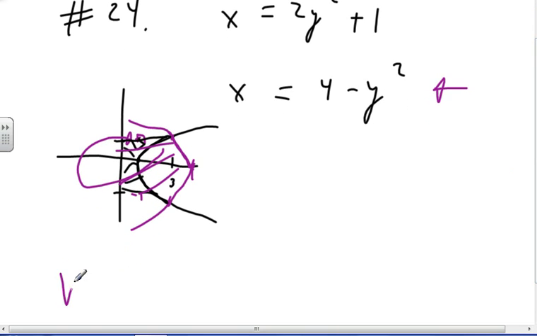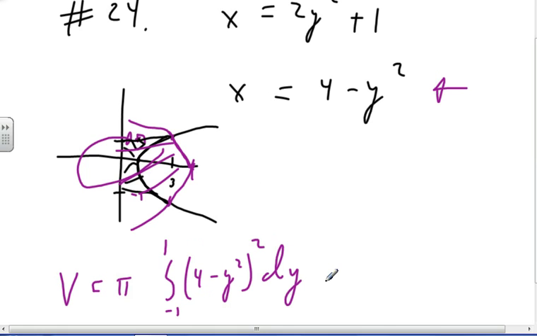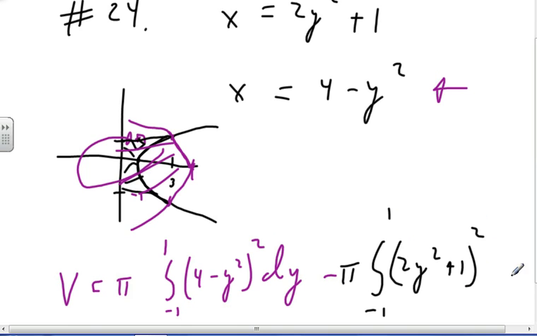Okay, so volume is equal to pi integral minus 1 to 1 of 4 minus y squared dy minus pi integral minus 1 to 1 of 2y squared plus 1, squared dy.